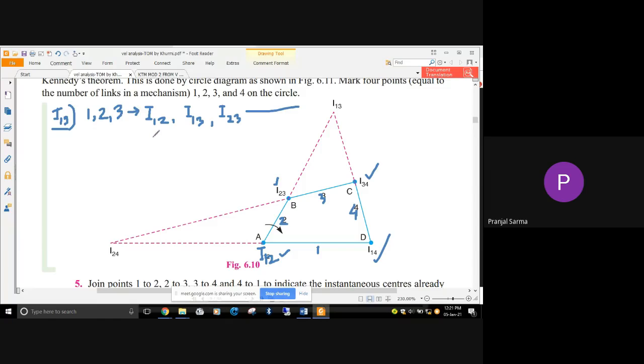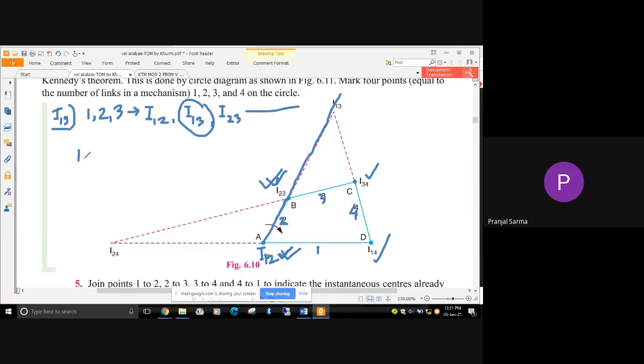Okay, so now let's move ahead. Now I12, we have already located here. Similarly, I13 we need to find out, no problem. And we have I23, which is this one, already located. So as per Kennedy's theorem, these 3 instantaneous centers will lie on the same straight line. That means somewhere along this particular line our I13 lies. Right now I don't know where, but I know it is along this line.